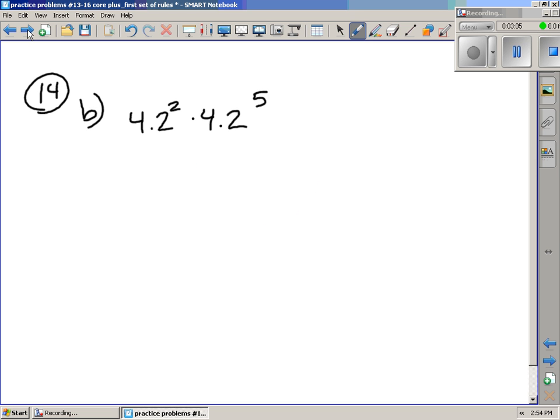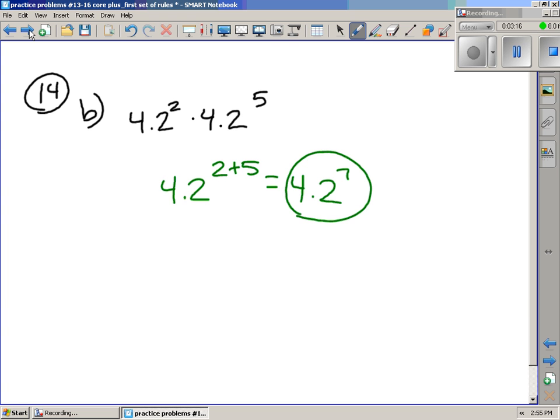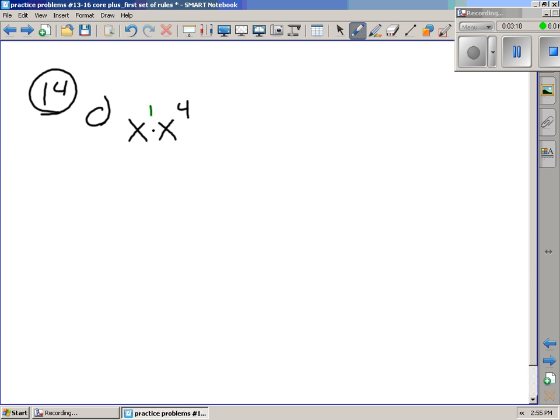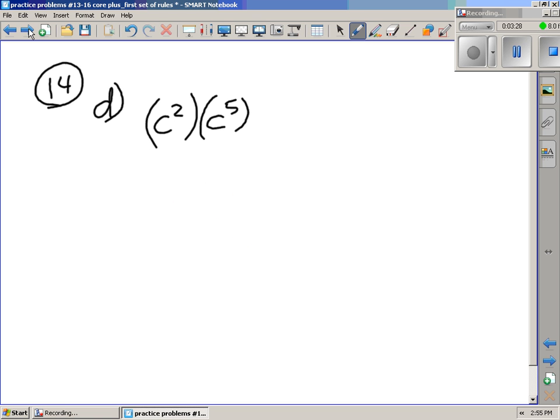Okay, B, we have 4.2 to the power of 2 and 4.2 to the power of 5. The bases are the same, so you add the exponents and we get 4.2 to the power of 7. 14C, again, the base is the same, so you add the exponents, we get x to the 5th power. 14D, the bases are both c. When the bases are the same, you add the exponents, so it's c to the 7th power.